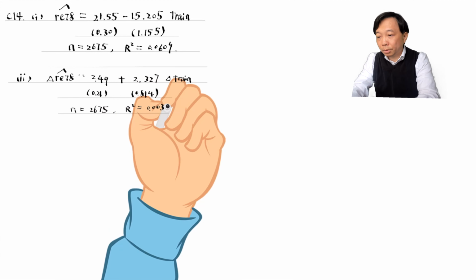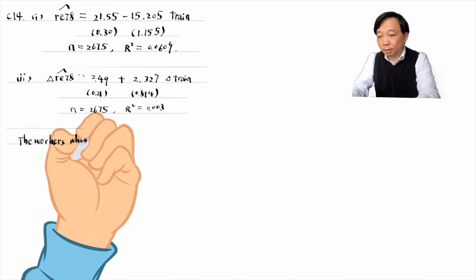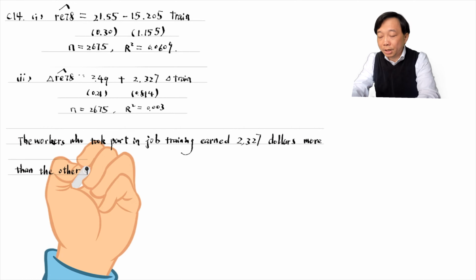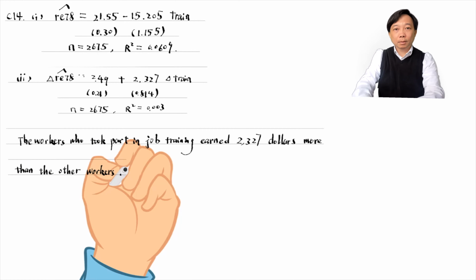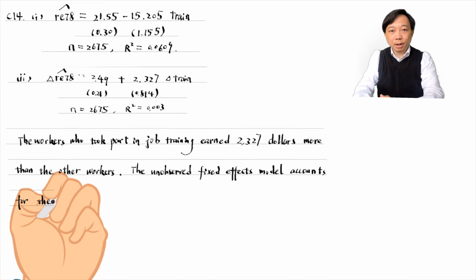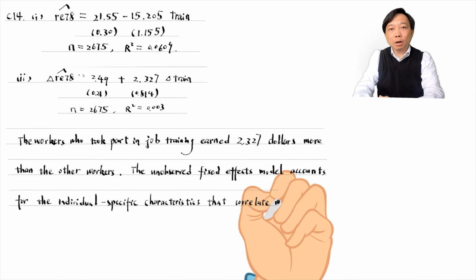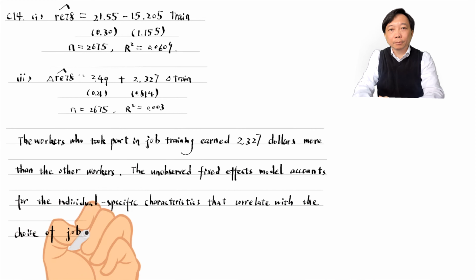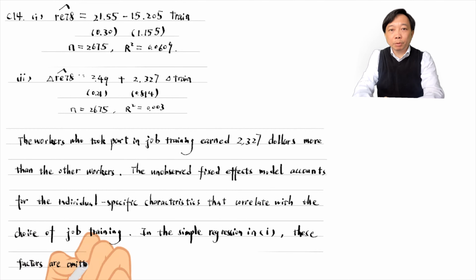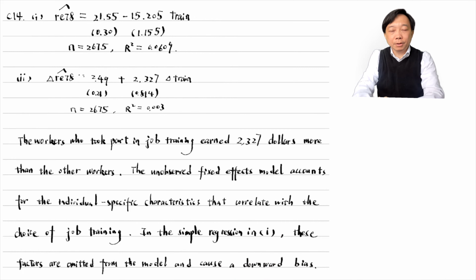The workers who took part in job training earned $2,322 more than the other workers. We applied the first difference method to the two-period panel data. The unobserved fixed effects model accounts for the individual specific characteristics that correlate with the choice of job training. In the simple regression model in part 1, these factors are omitted from the model and cause a downward bias.